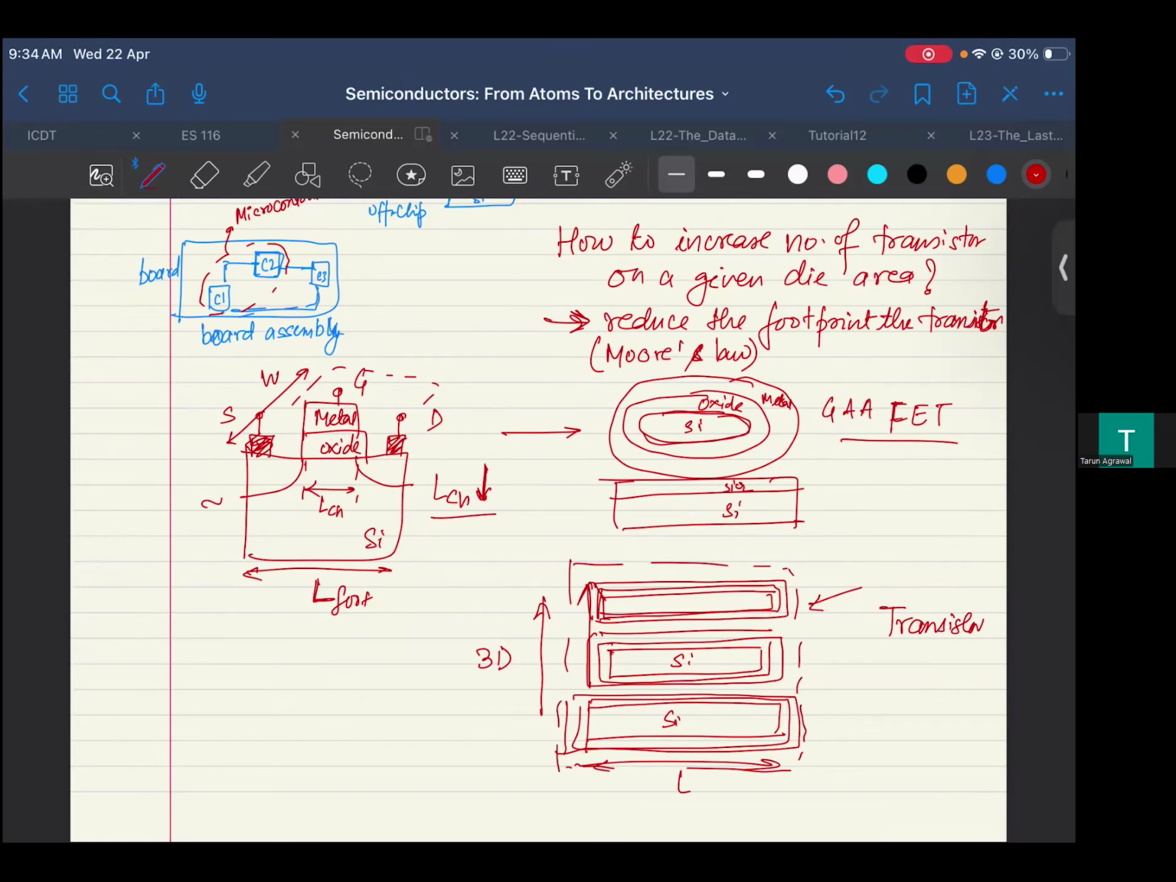This is the L foot, let's say, or W foot, in the other direction. So this would be L foot. Let's get W and L. That basically means it's the footprint of the transistor, right? Because the transistor would look like this. So this is the footprint of the transistor.